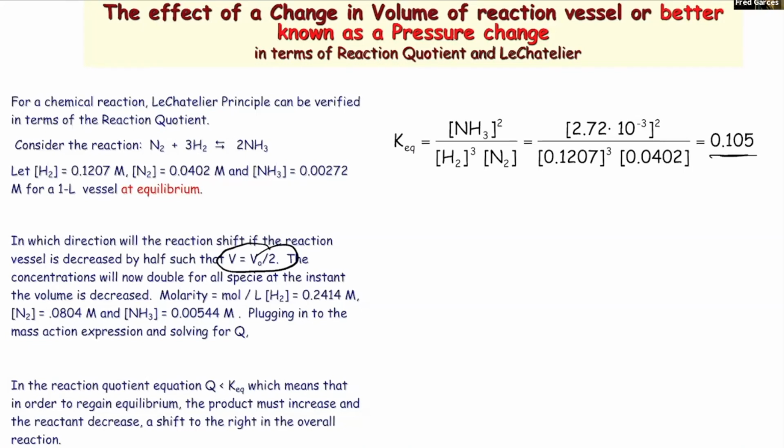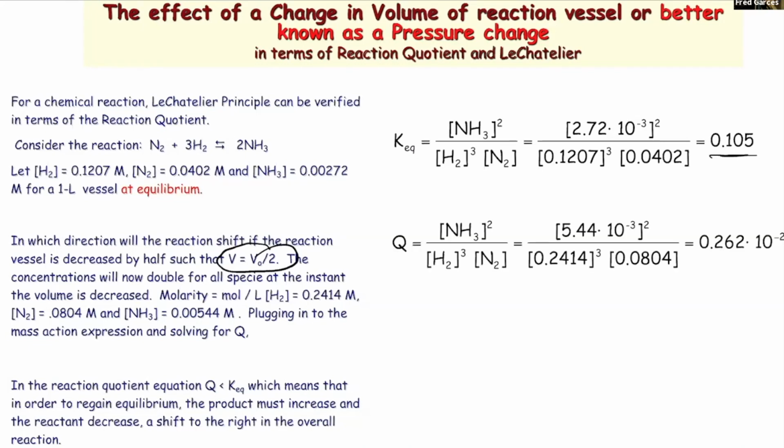Look what happens to the concentration. The concentration now is going to double. Why? Because if you've got a mole in 1 liter, you get a concentration. But if you have a mole in 0.5 liters, that doubles the original concentration. It's now the same number of moles in a smaller volume, so the concentration doubles. This doubles, this doubles, this doubles.